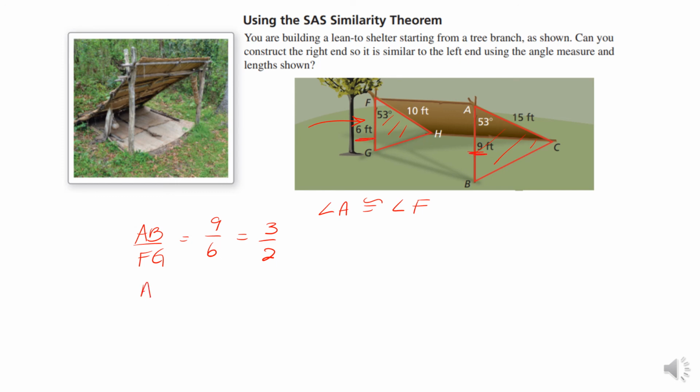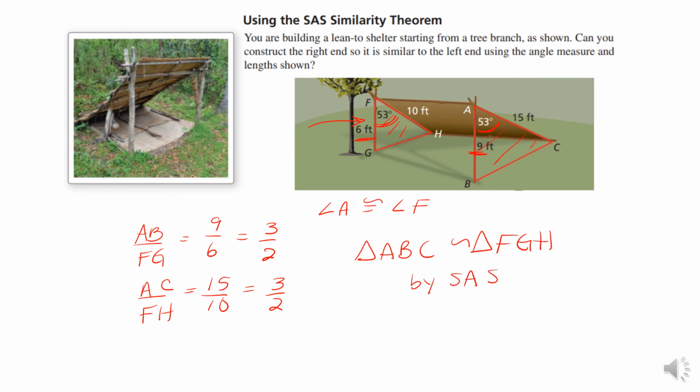Now I'm going to check AC to FH, and I can see that that equals 15 over 10, which is also 3 over 2. So now that I've proved that the two sets of sides connected to the congruent angle are proportional, I've proved that triangle ABC is similar to triangle FGH using the measures shown by the side-angle-side similarity theorem. You want to make sure you say that. Therefore, you can make the right end similar to the left end, and you'll be safe and dry.